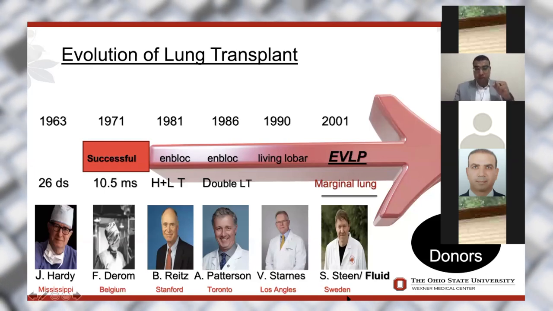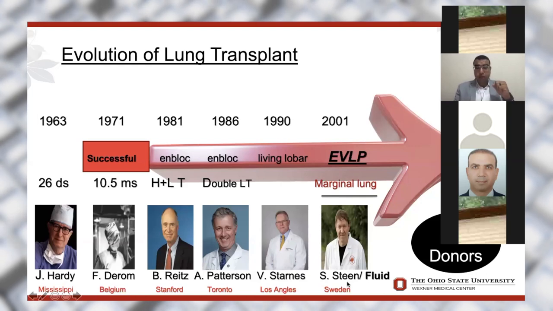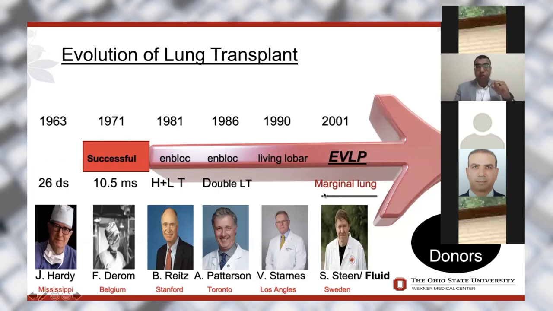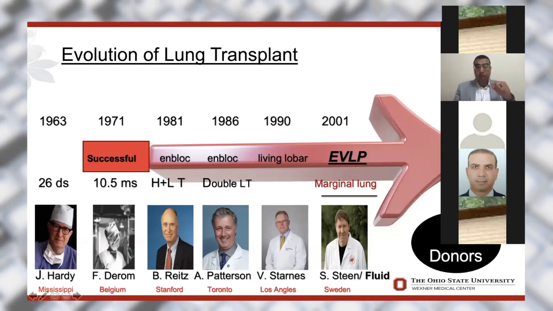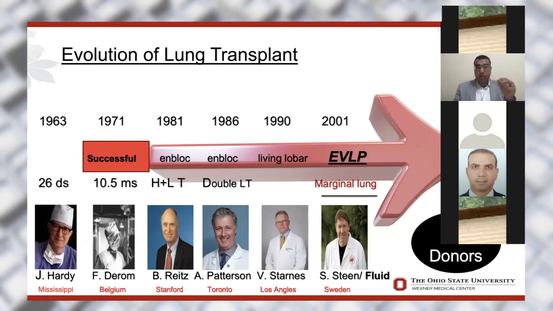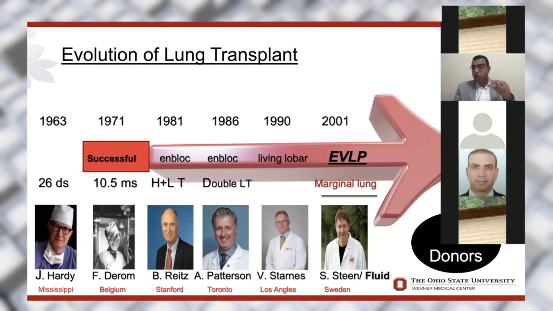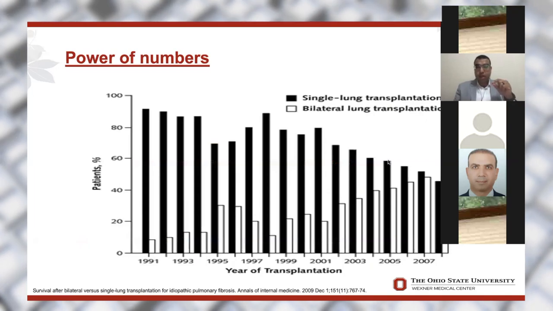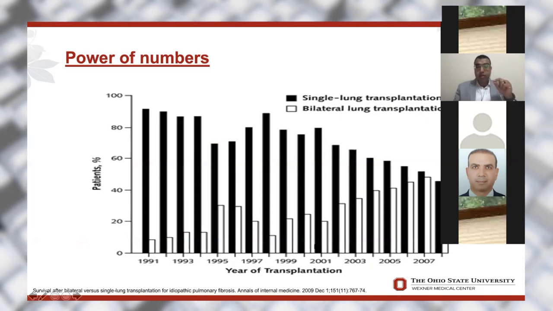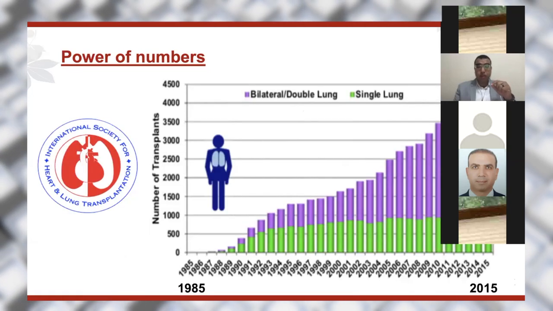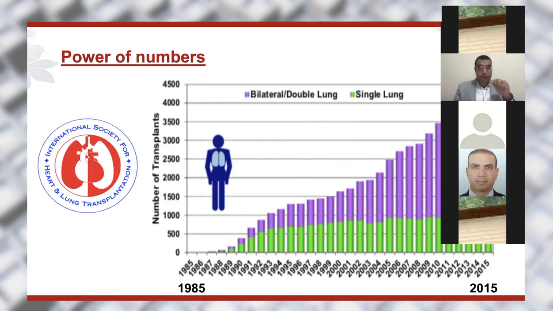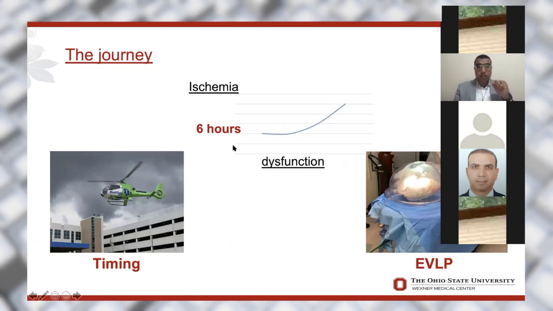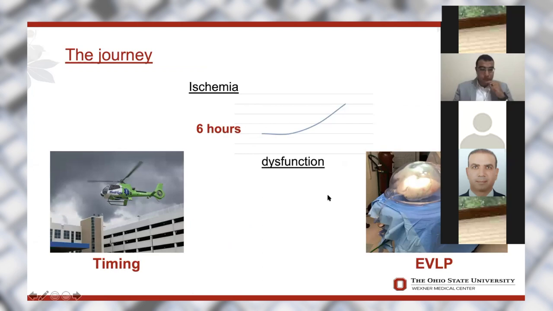Ex vivo lung perfusion was invented by Dr. Steen. He invented this for enhancing and assessing the marginal lung, I mean a lung which is not young and healthy. So you can transplant a smoker's lung after enhancing it. And donation after cardiac death for sure expanded the pool of donor lungs. After single lung transplantation was dominant, we can now transplant double lungs, and this is the trend right now. When you pick a lung, you have about 6 hours to avoid ischemia-induced dysfunction, so they use a helicopter to transport this organ.